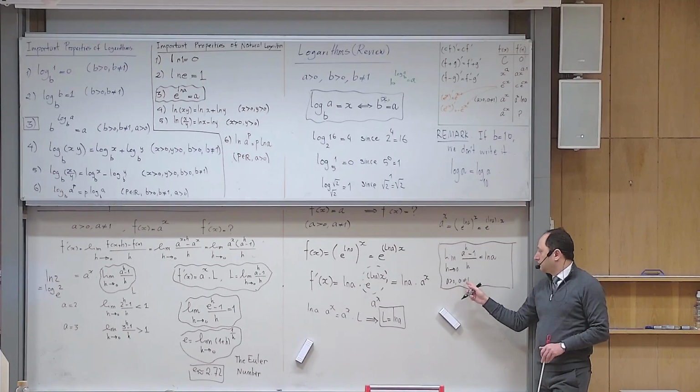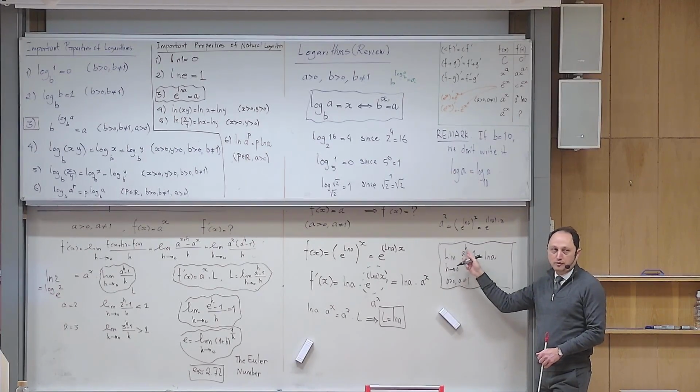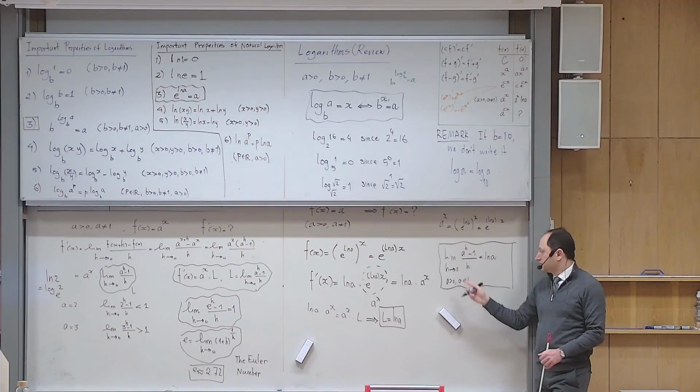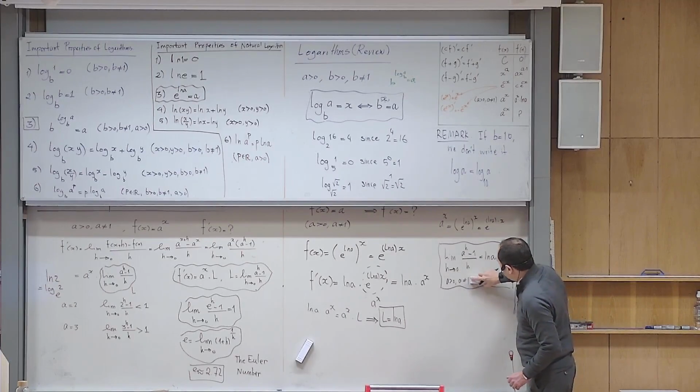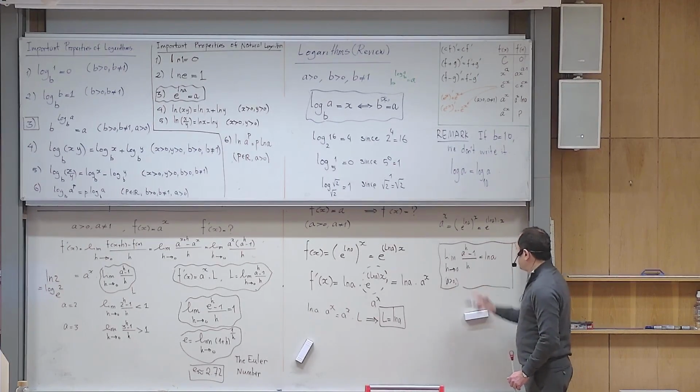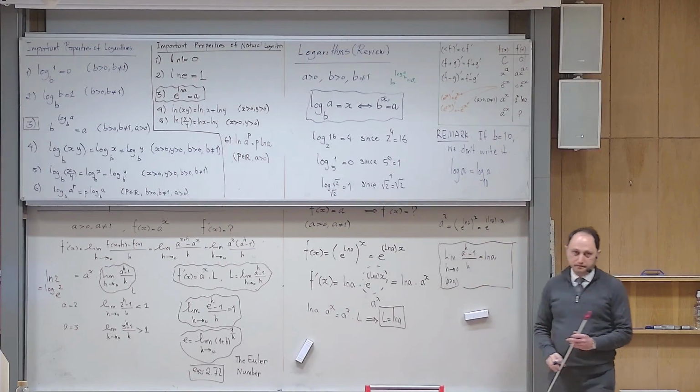If a is 1, just answer it. 0. Yes, a is 1. 1 to power any h is 1. 1 minus 1 is 0. And if a is 1, what is ln of a? 0. So you don't need to be bothered about this one, because this limit also works here. So this I want you to know.